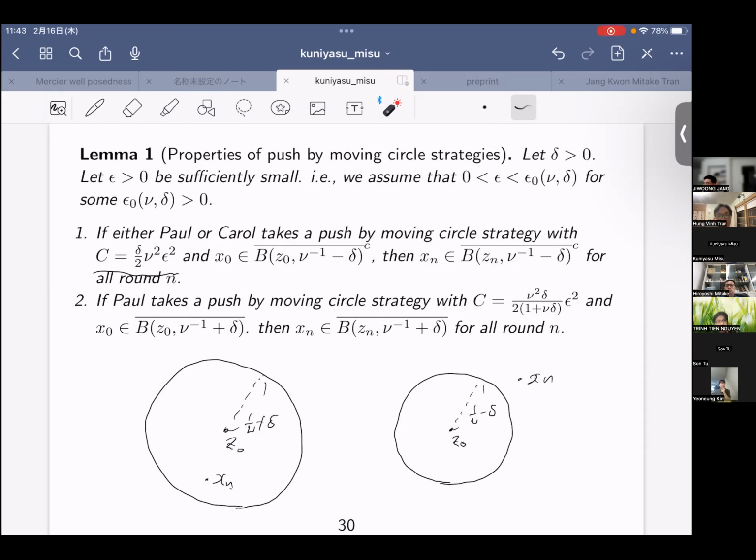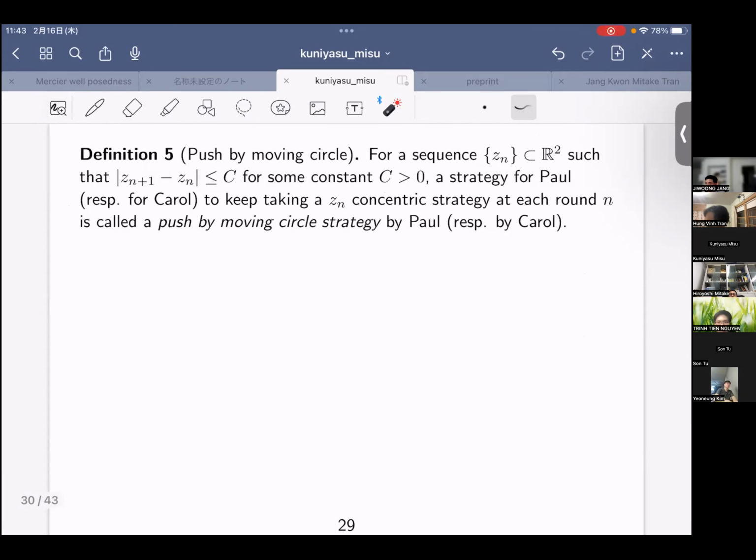Okay, I'll try it again. So, the push by moving strategy is doing a concentric strategy, but allowed to move the center point with maximal speed condition.